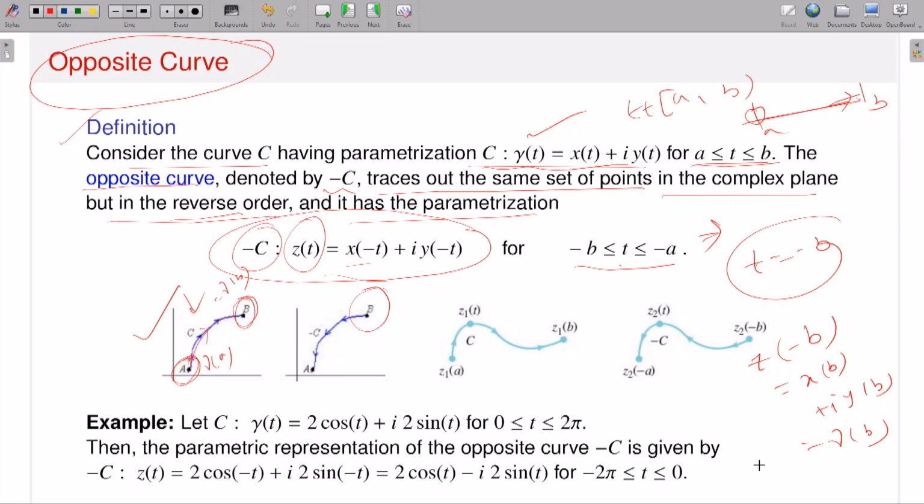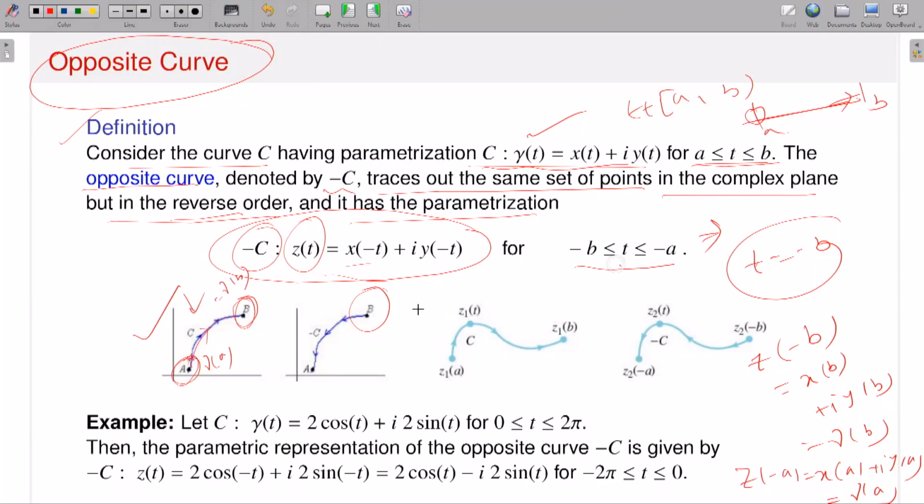And what is the value at t equal to minus a? That means z of minus a. You can calculate, this is x_a plus i times y_a. That means it should be gamma of a. So for minus C, the way I have defined the parameterization, if t is equal to minus b, I am starting with the point B, and if t is equal to minus a, I am ending at the point A.